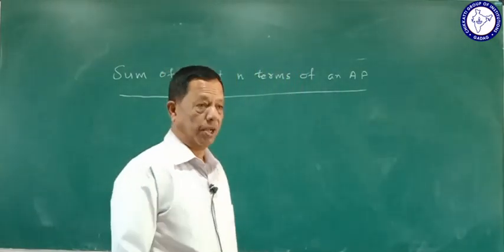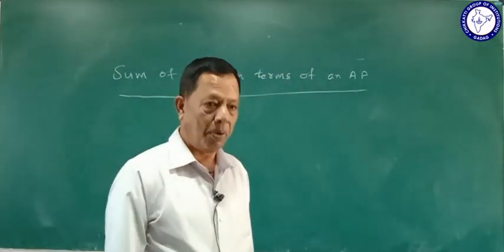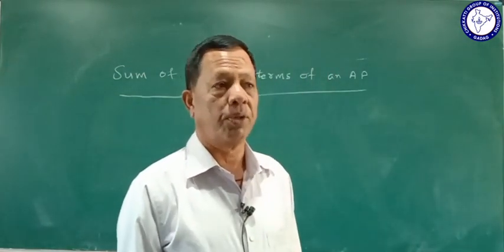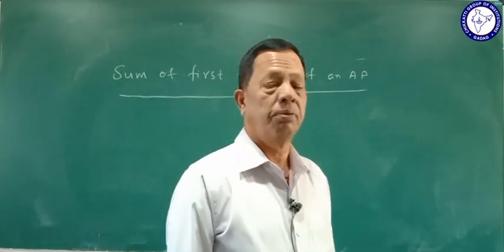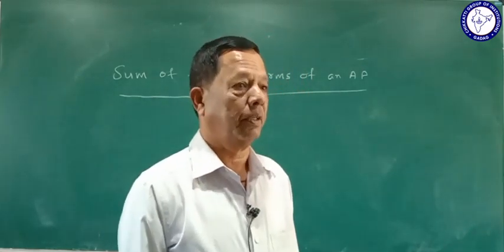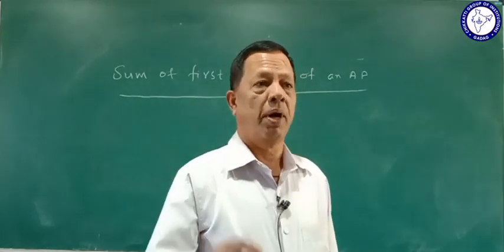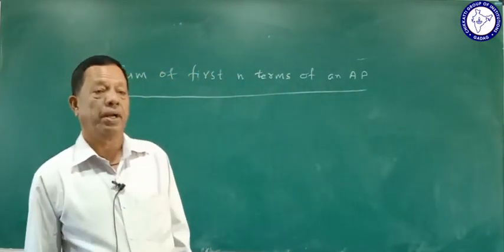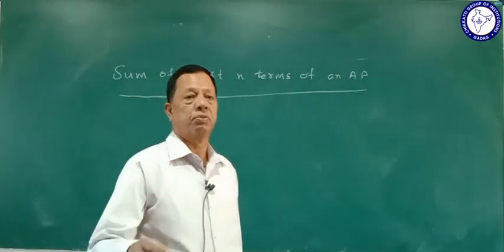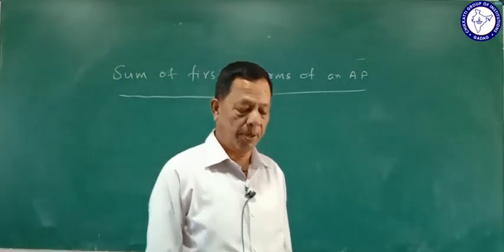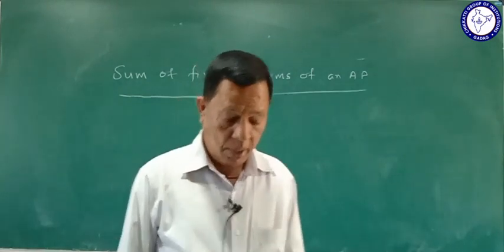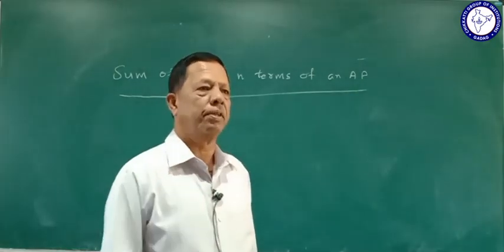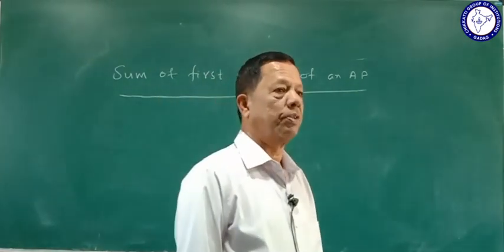Find the sum of all positive integers 1 to 100. See the question. When he was 10 years old, he was asked what is the sum 1 to 100, 1 plus 2 plus 3 plus 4 like that plus 100, what is the sum? And he answered just in 5 minutes. His answer is 5050.